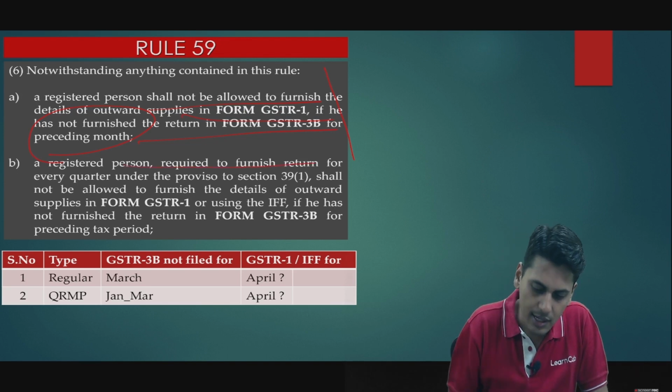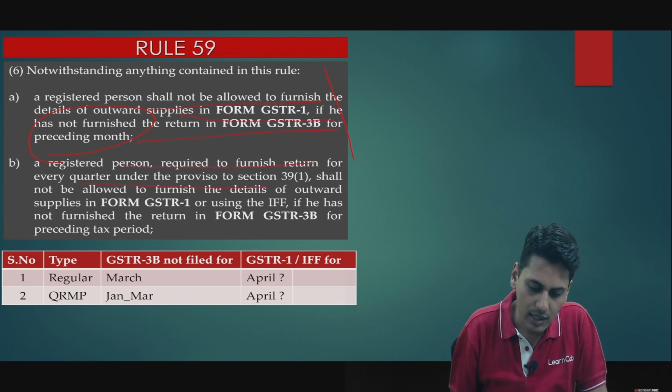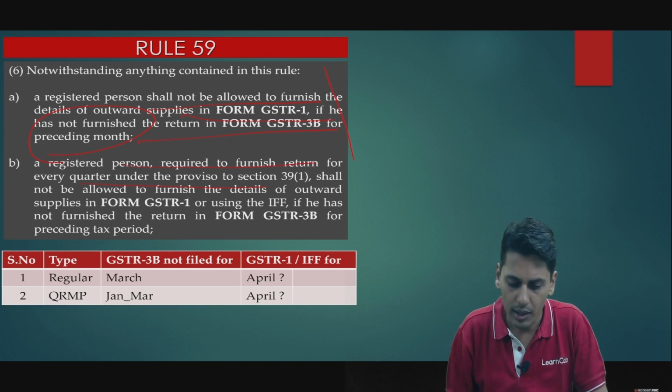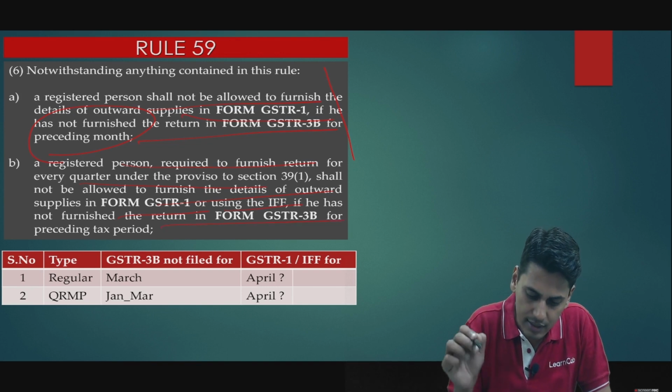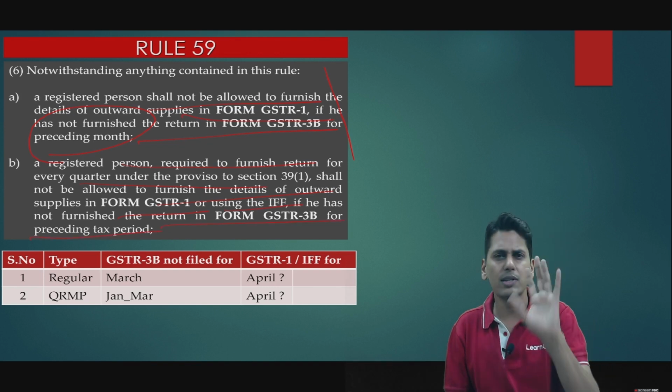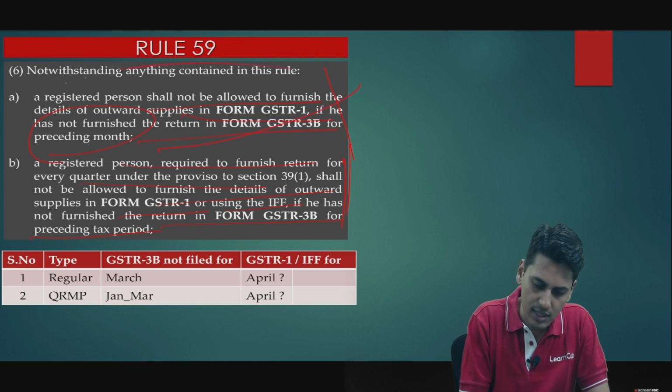If a registered person required to furnish return for every quarter under the proviso to 39 subsection 1, the QRMP scheme, shall not be allowed to furnish the details of outward supplies in GSTR 1 or through IFF if he has not furnished the return in 3B for the preceding tax period, which means the preceding quarter. Here there is no change, the change is over here.